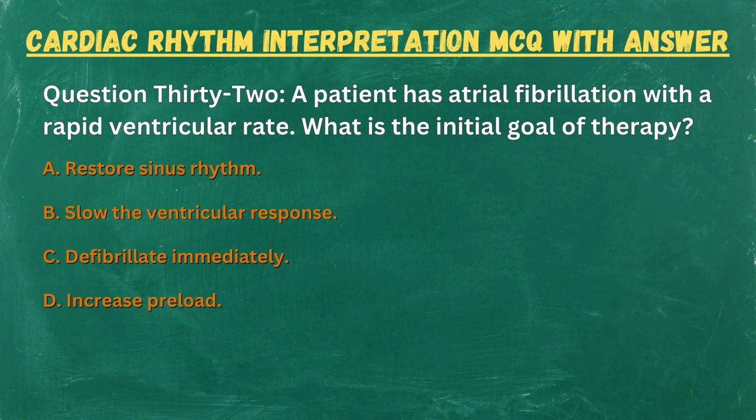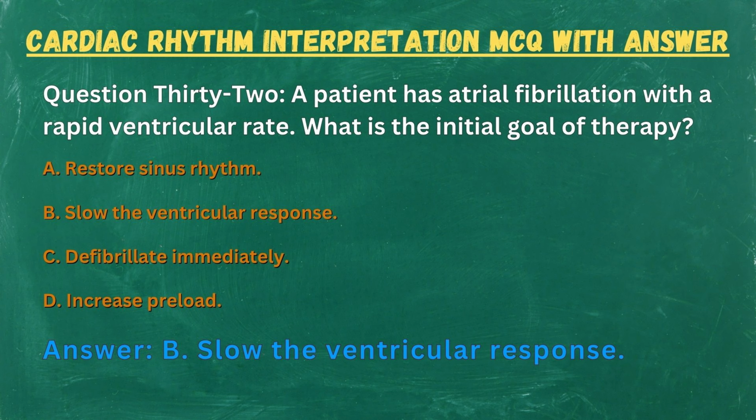Question 32. A patient has atrial fibrillation with a rapid ventricular rate. What is the initial goal of therapy? A. Restore sinus rhythm. B. Slow the ventricular response. C. Defibrillate immediately. D. Increase preload. Answer: B. Slow the ventricular response.